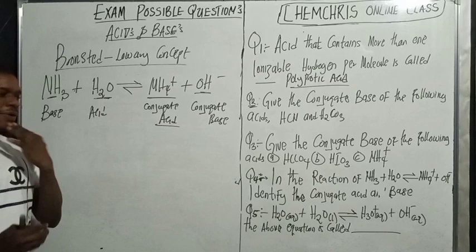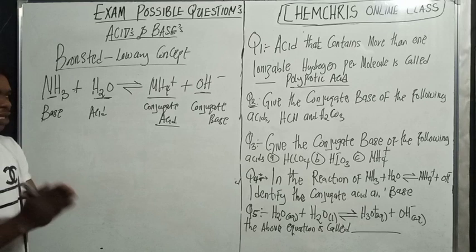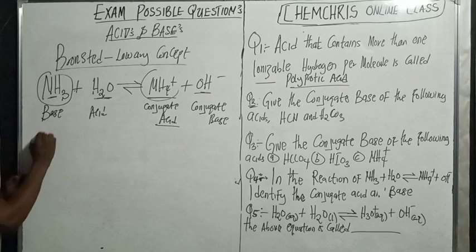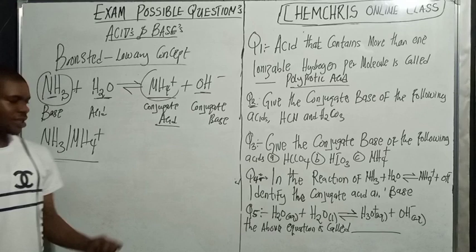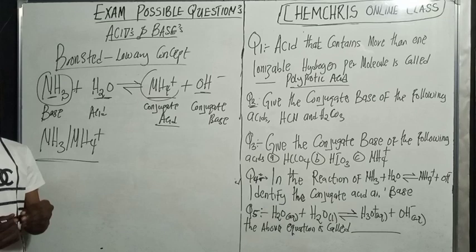Now, they say identify the conjugate acid base pairs. So how do you identify the conjugate acid base pairs? Understand here that ammonia produces ammonium ion. So here we have NH3 and NH4+. Both of them are called conjugate acid base pairs. The main reason they are called pairs is because this one produces this guy here, right?